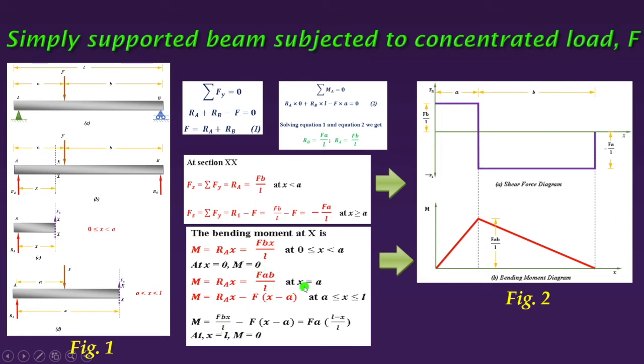So for the next part, from here to here, the bending moment starts from here. Again, this bending moment is a linear function of x, so it's a straight line, and it finishes at 0. So finally, we get the bending moment diagram as this. So this is the shear force and bending moment diagram of a simply supported beam subjected to concentrated load F.